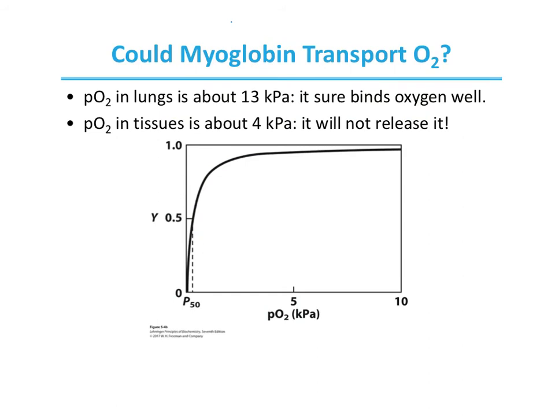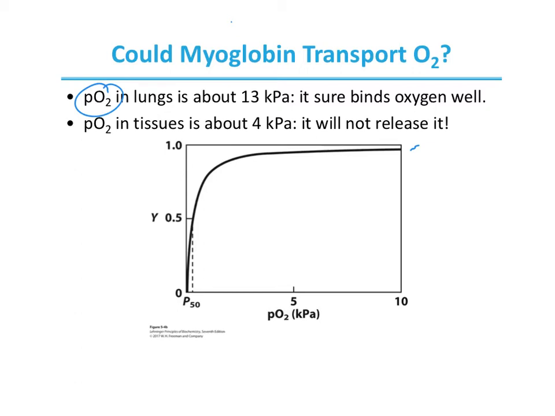Now this is the graph that I showed you a few slides ago, comparing the fraction of bound sites of myoglobin to the partial pressure of oxygen. And I told you that the KD was 0.26 kilopascals. Now, if the pressure in the lungs is about 13 kilopascals, so we're way over here, that means that a lot of oxygen is going to be bound. Pretty much all of the sites will have oxygen bound to them.